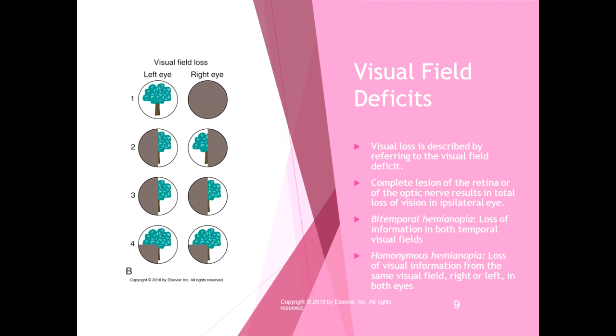Homonymous hemianopia or hemianopsia is loss of visual information from the same visual field, right or left, in both eyes. That's picture number 3 on here. So you lose the left side of the left eye and the left side of the right eye. What this ends up manifesting as is a one-sided visual field cut, and we'll look at some of the consequences of that. This could be from a lesion in the cerebral cortex affecting the information coming from the right and the information coming from the left.